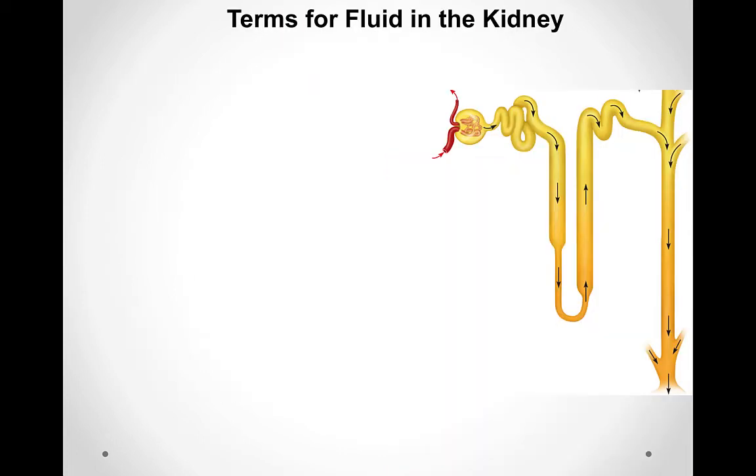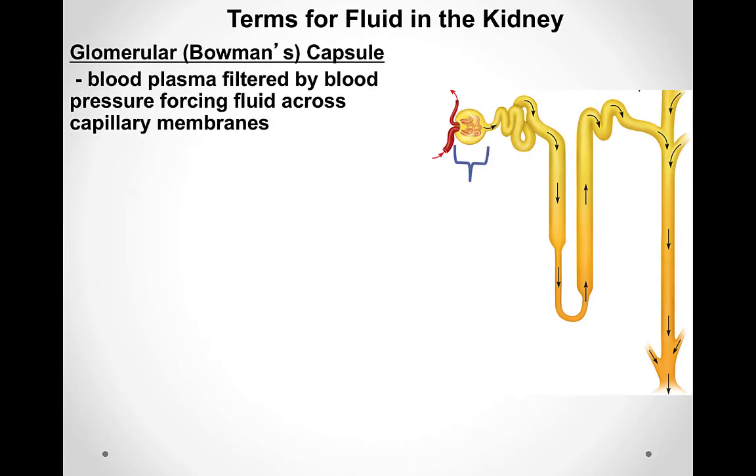Remember, the main job of this system is to filter blood and produce urine. In this slide, we'll see what happens in each of the parts of the nephron in order to make that happen. Here, in the glomerular capsule, blood plasma is filtered out by blood pressure. Proteins and formed elements usually don't get filtered out. The fluid in the capsule is therefore referred to as filtrate.